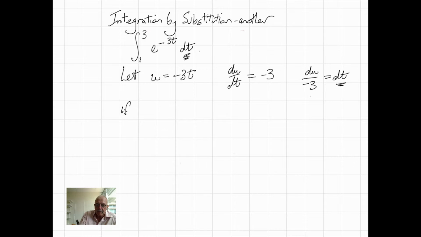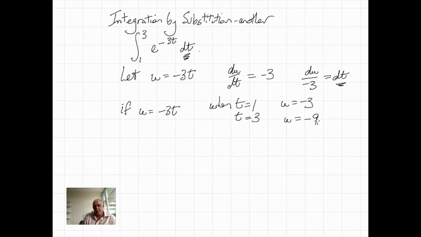So if u equals negative 3t, then when t equals 1, u equals negative 3 times 1, negative 3. And when t equals our upper limit, 3, u equals negative 9. Okay, so that's the next step. Now we do the substitution in and do the integration.